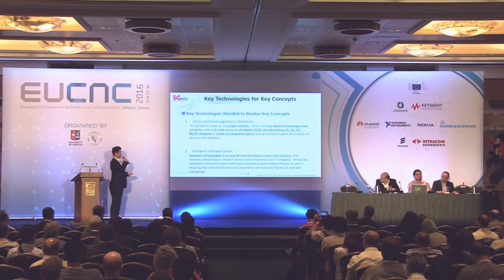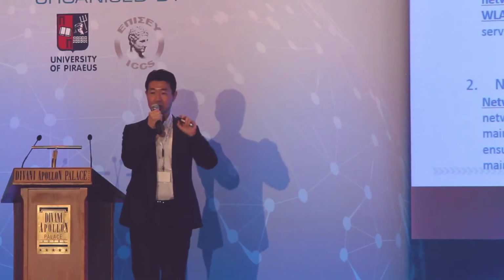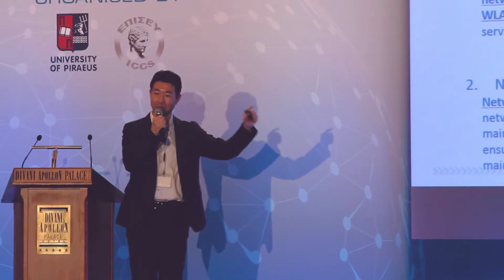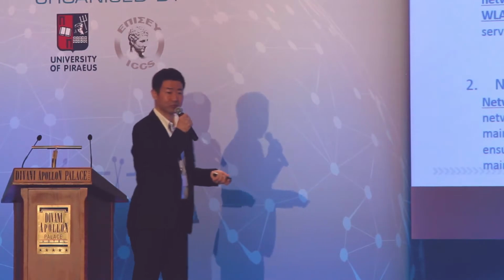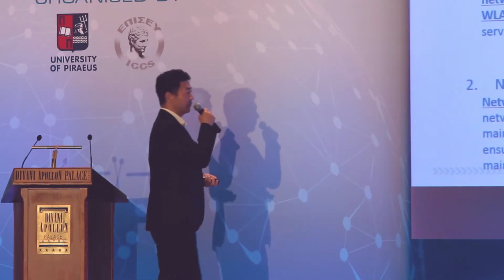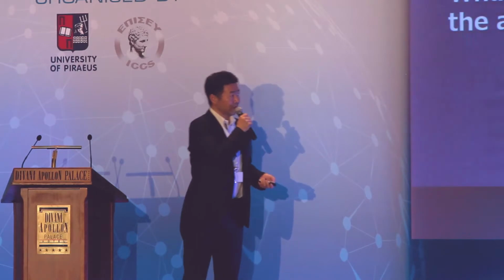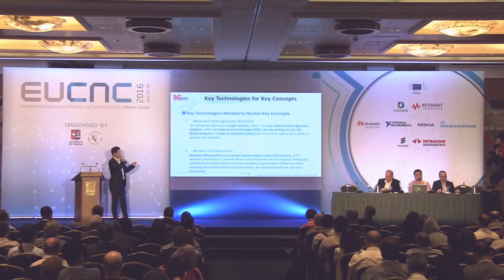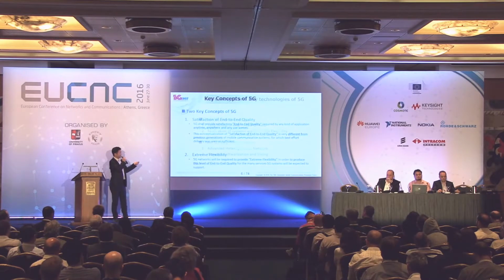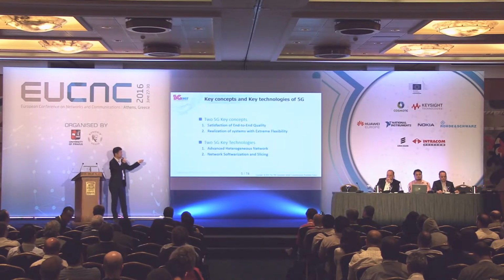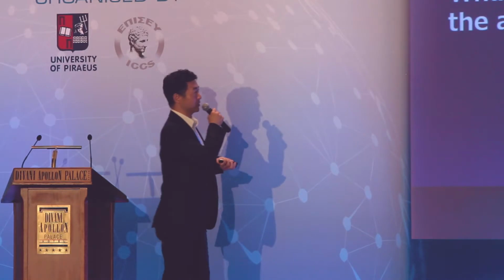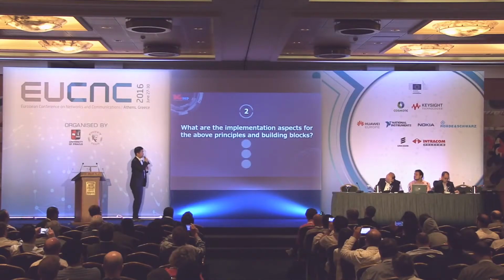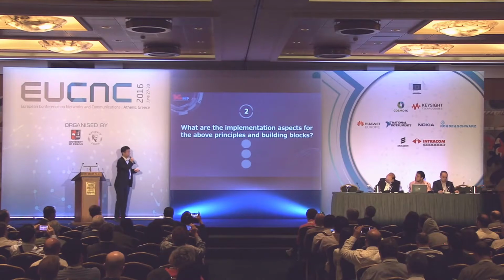And network softwarization and slicing. We need to be able to use a single infrastructure in a different way, with isolated resources, to provide stringent QoS requirements for various types of applications. So these are the two key concepts in these slides. This is a very simple message we want to deliver, especially to users: what 5G mobile networks are, and what are the implementation aspects for the above principles and building blocks.